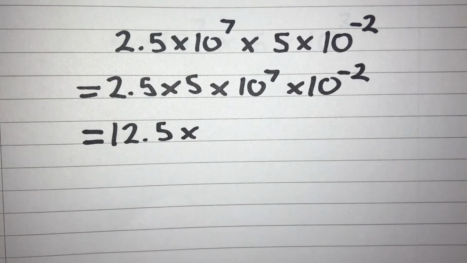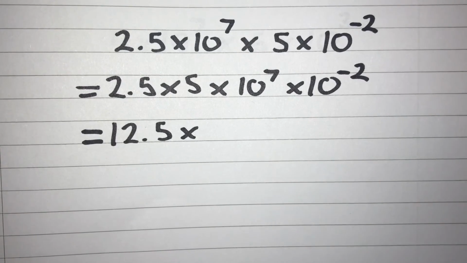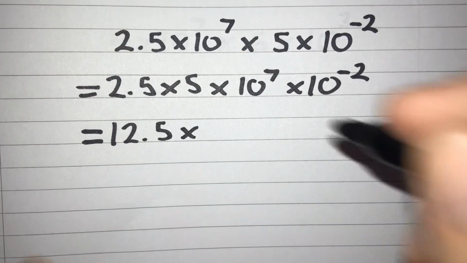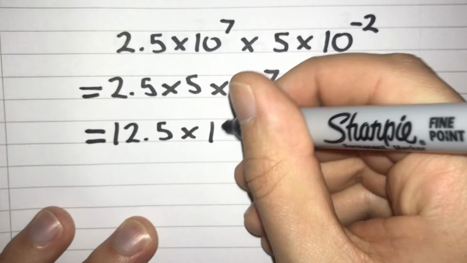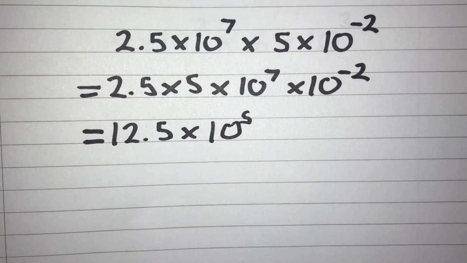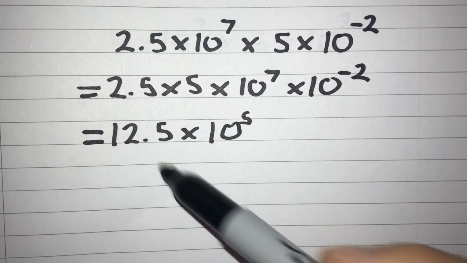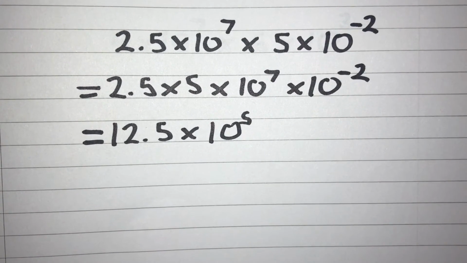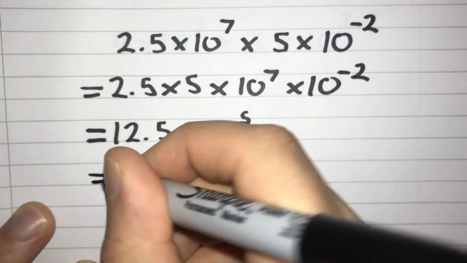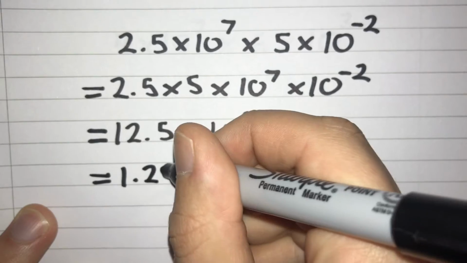Well, we're still adding our powers, but because we've got a negative here, 7 add negative 2 is actually then going to go down to positive 5. So we're going to get 10 to the power of 5. And then again, we need to just double check that we've got this in standard form. But again, we've got a number that's bigger than 10 out the front. So we need to change this 12.5. We can divide it by 10, same as last time, and it will become 1.25.